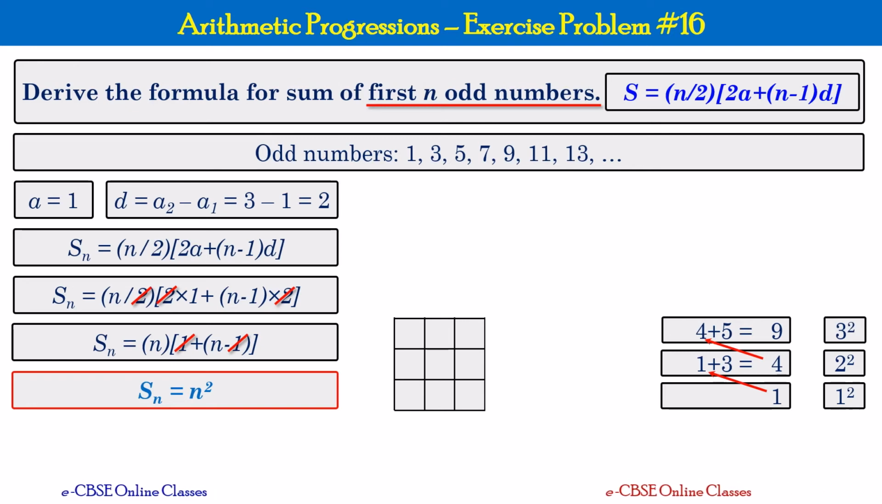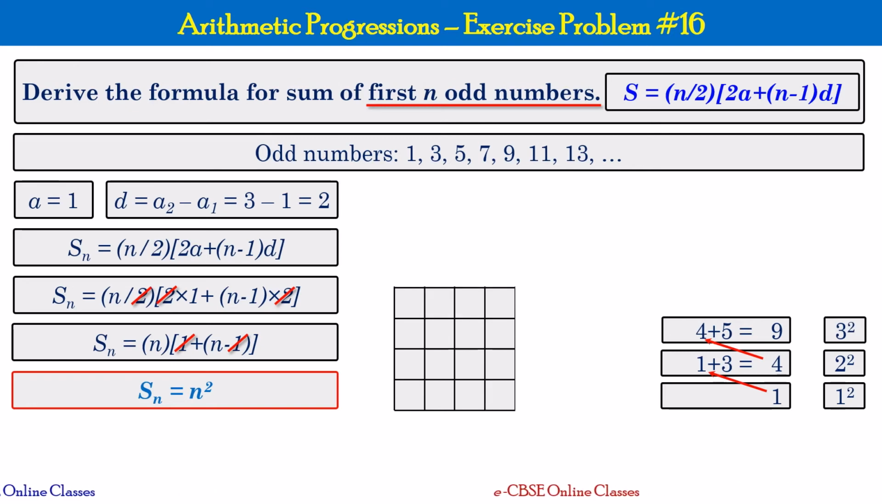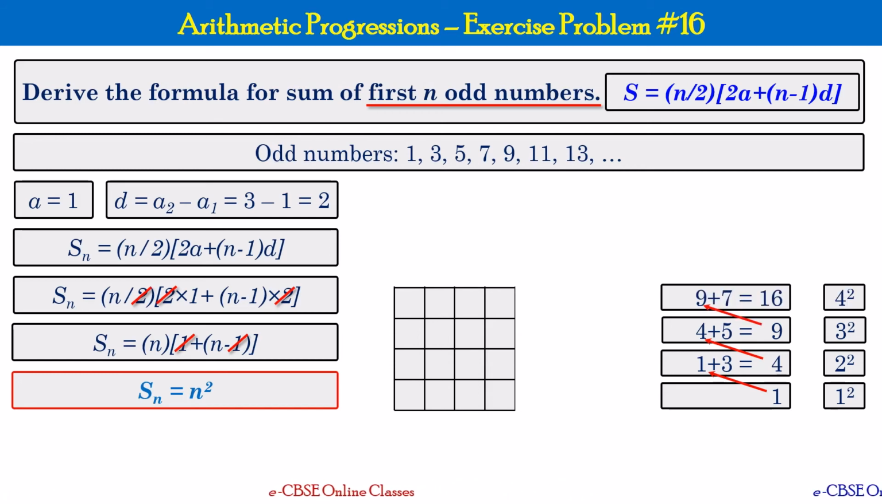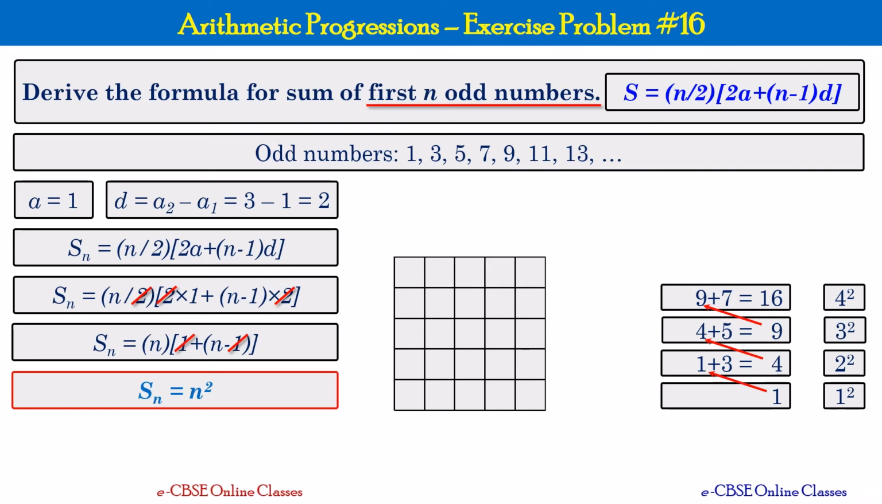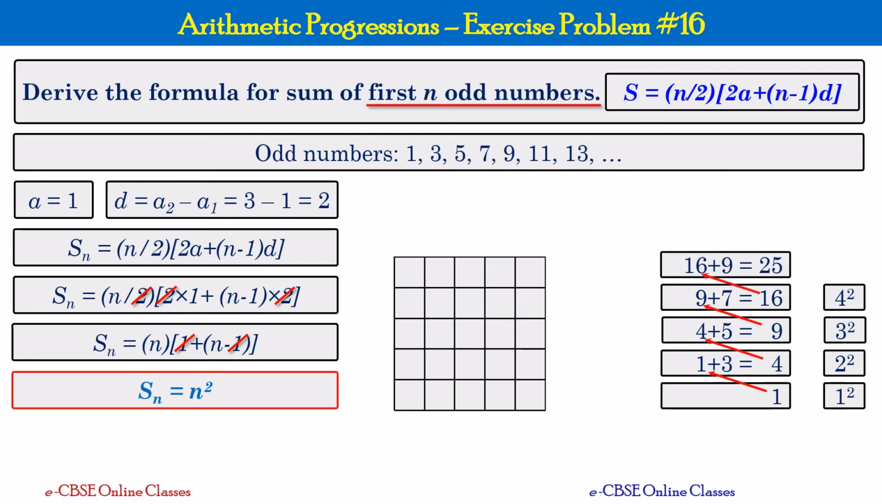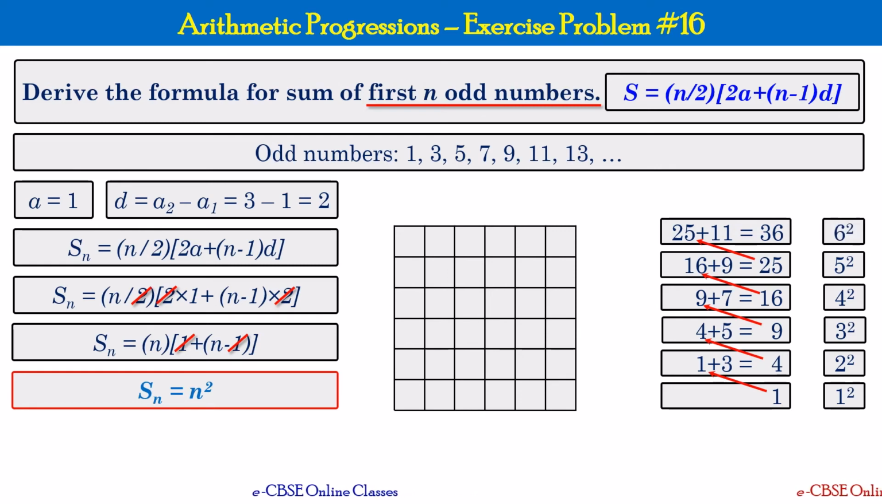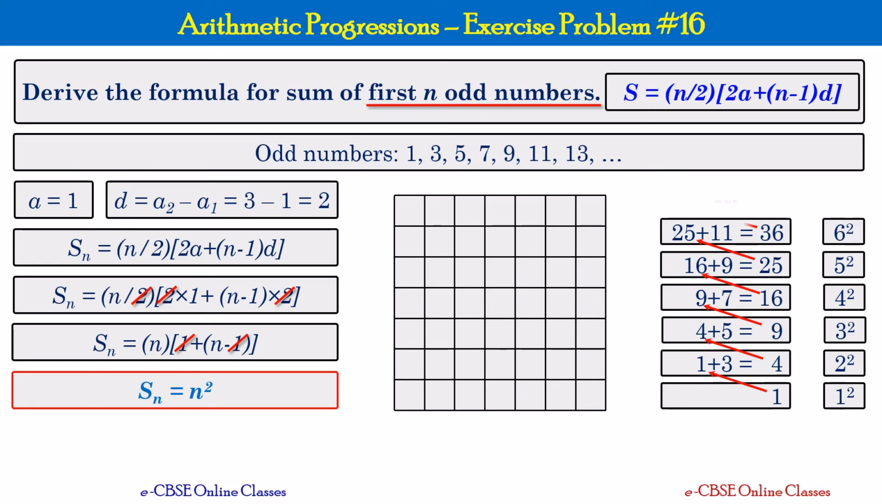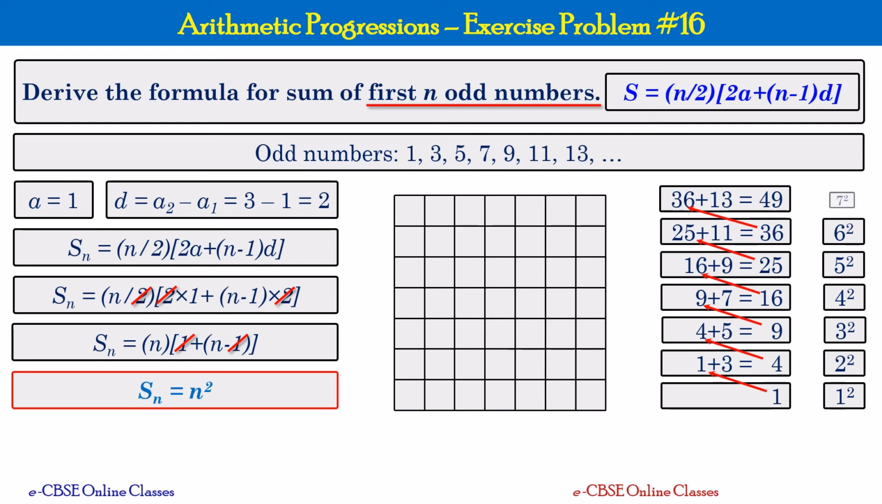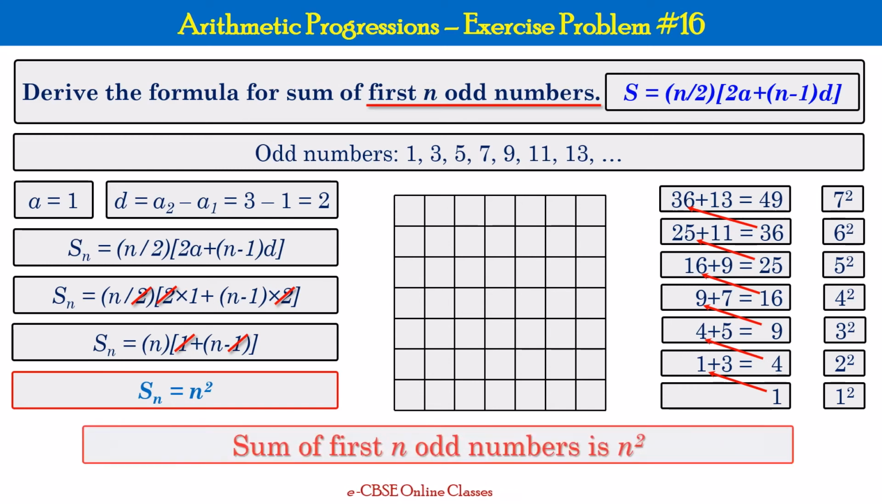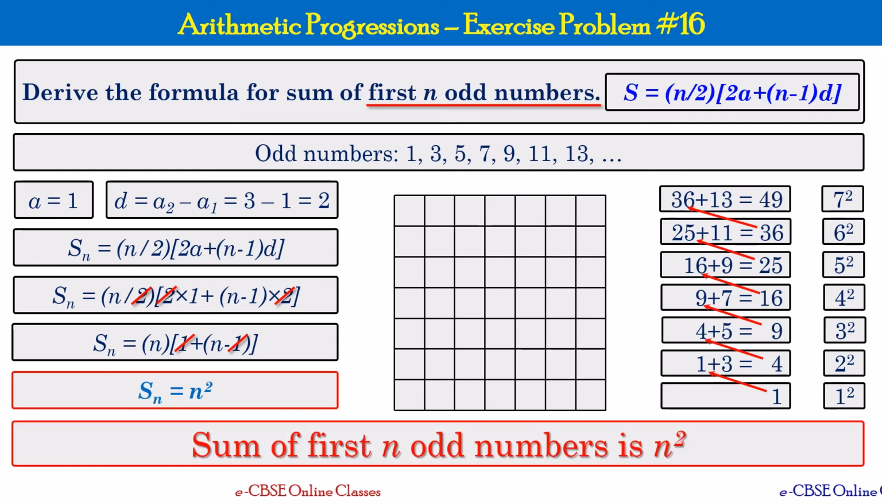Let's add the next odd number of boxes, that is 7 boxes. It becomes 9 plus 7, 16, that is 4 square. The next odd number of boxes, 9 boxes here. 16 plus 9 is 25, that is 5 square. And continue the process. Next odd number is 11. So 25 plus 11 is 36, that is 6 square. Next odd number is 13. So 36 plus 13 is equal to 49, that is again 7 square. See, the relation is holding. So effectively, sum of the first n odd numbers is nothing but n square, correct?